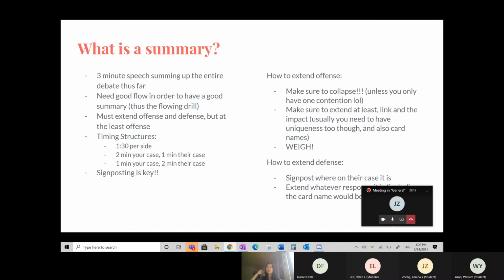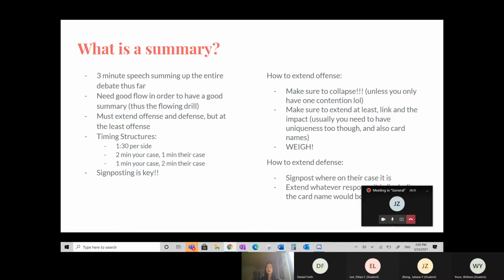Because even if, let's say, you destroy their whole case, there's no reason to vote for your opponents. But if you didn't extend offense, there's also no reason to vote for you. So then the judge is like, okay, who am I supposed to vote for? Probably your opponents, because they have a marginal chance of maybe winning their impact, versus you, who don't even have an impact or contention, right?